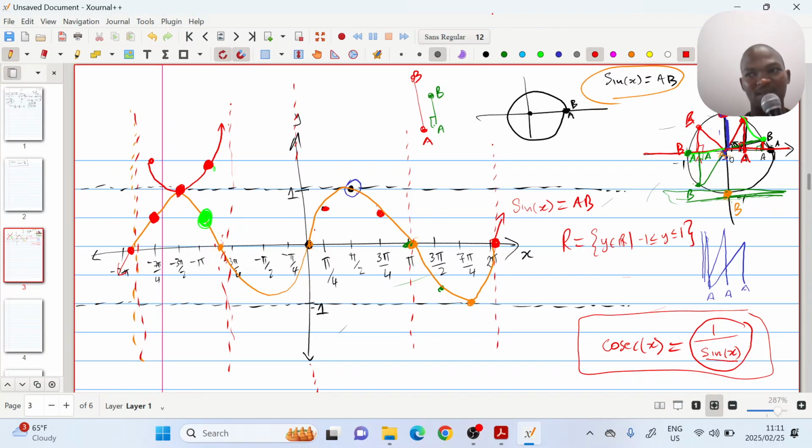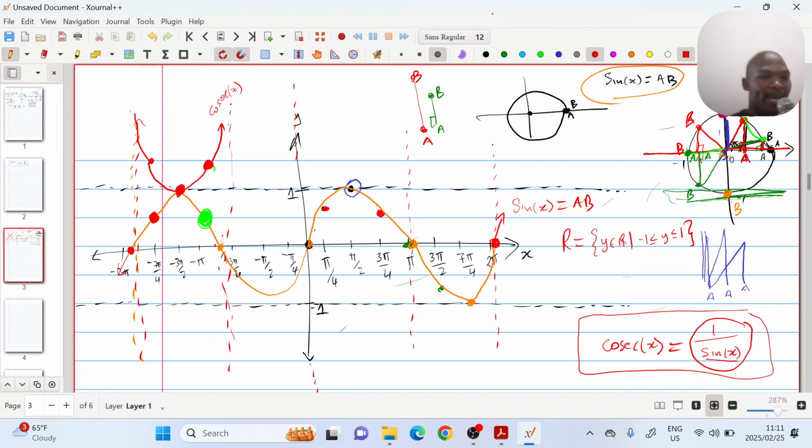Sine of 0 is? What is 1 divided by 0? Yes. So this curve here is going to continue like this. And this is going to be your cosecant of x. Are you getting it up to this one?